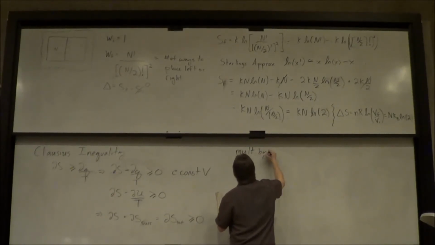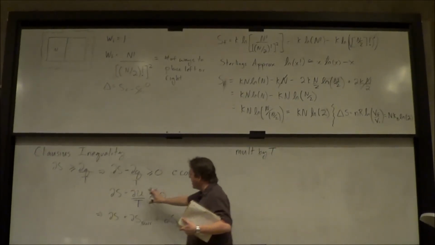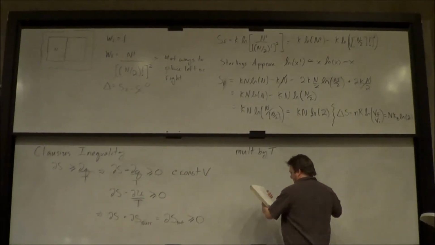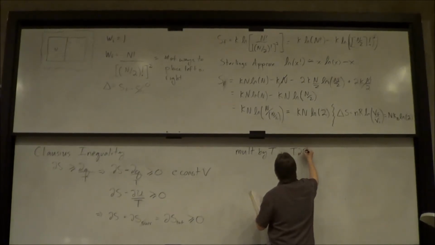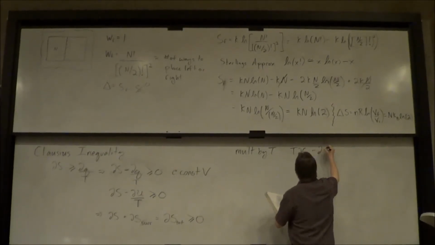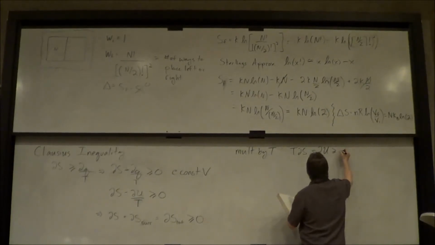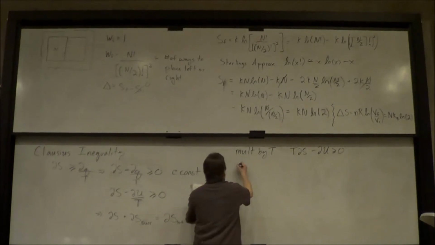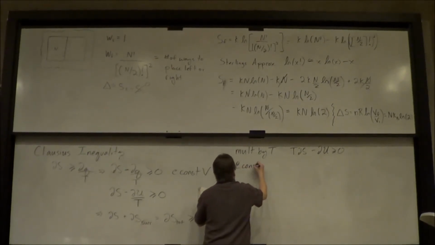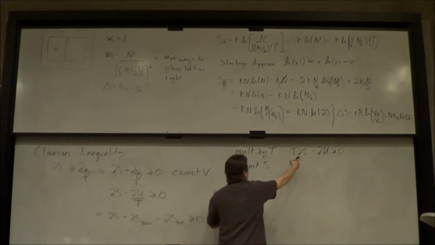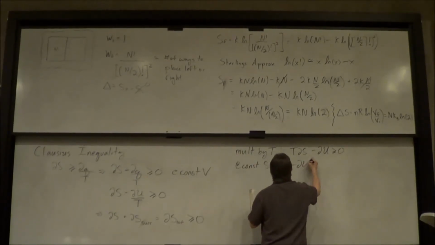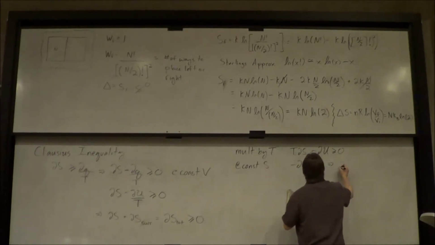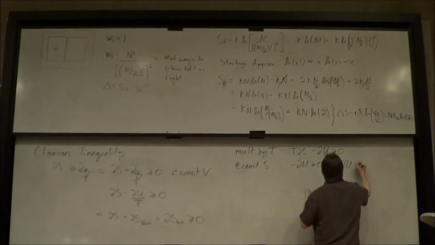Okay, I'm starting here, multiplied by T. And, okay, so I got TdS minus the change in U is greater than or equal to 0. Now I'm kind of stuck, so I'm going to say at constant S, that goes away, so minus the change in U is greater than or equal to 0. I don't like minuses, so I'm going to say the change in U is less than or equal to 0.